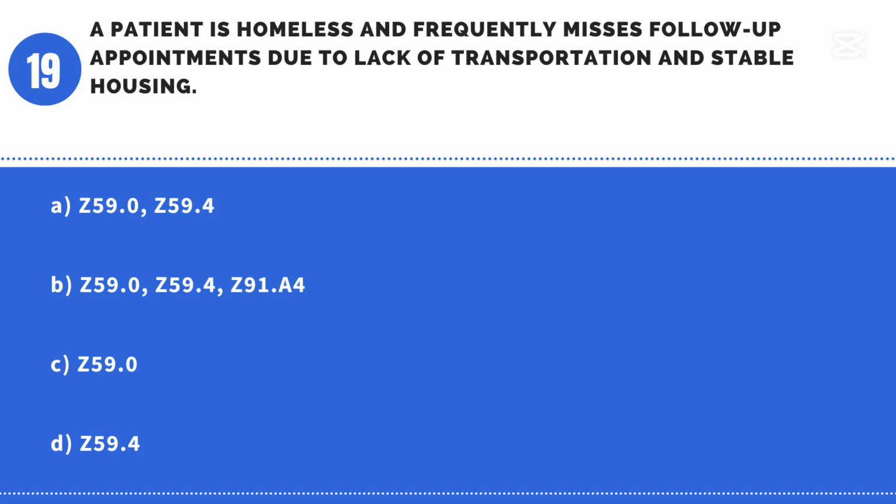Question 19. A patient is homeless and frequently misses follow-up appointments due to lack of transportation and stable housing. A. Z59.0, Z59.4. B. Z59.0, Z59.4, Z91.A4. C. Z59.0. D. Z59.4.